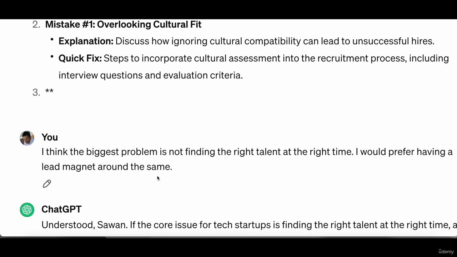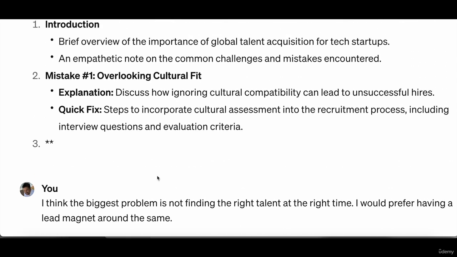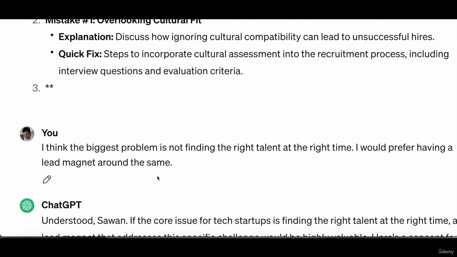So to which I was not happy with the response that I got, and then I again stopped ChatGPT from giving the response, and I said that I think the biggest problem is not finding the right talent at the right time. I would prefer having a lead magnet around the same.